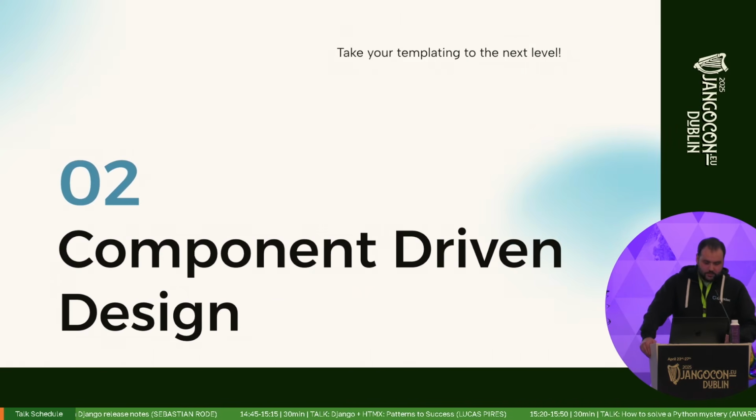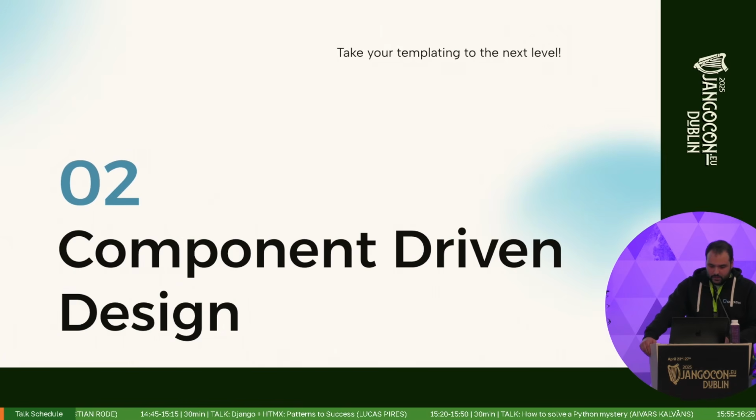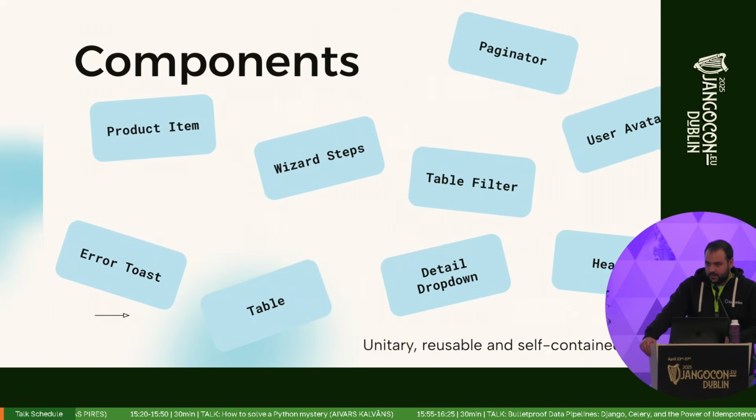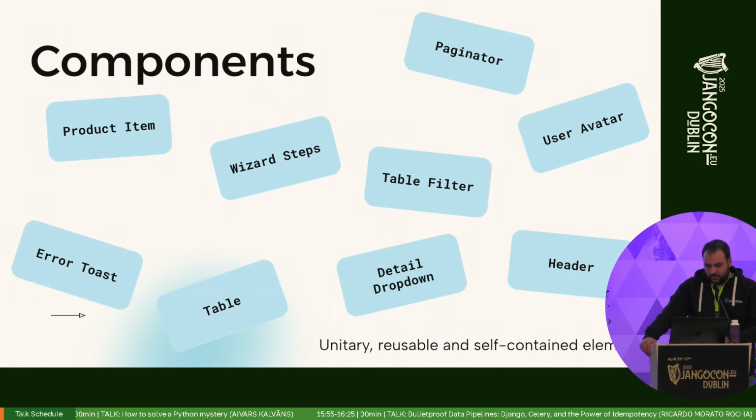So next, let's look at some templating tips. HTMX pairs very well with component-driven design. So the idea here is not only to use partials, but components. So components can be unitary and reusable self-contained elements, very simple elements that you can repeat alongside your app, product item, table, toasts, paginators. Using components usually makes templates easier to read, allows you to replicate partials, or in this case components, very easily.